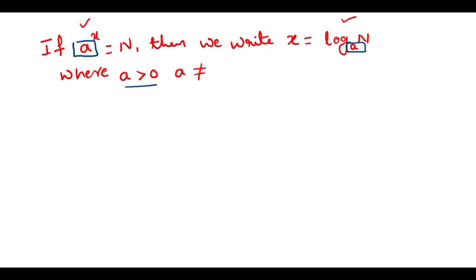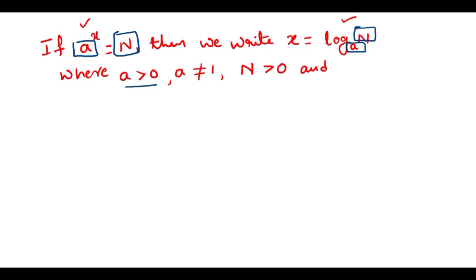And similarly, n is greater than 0. It should be positive. This value also should be a positive number. In case you get a negative number, the answer does not exist. And what is n here? n is a real number. It should be a real number.